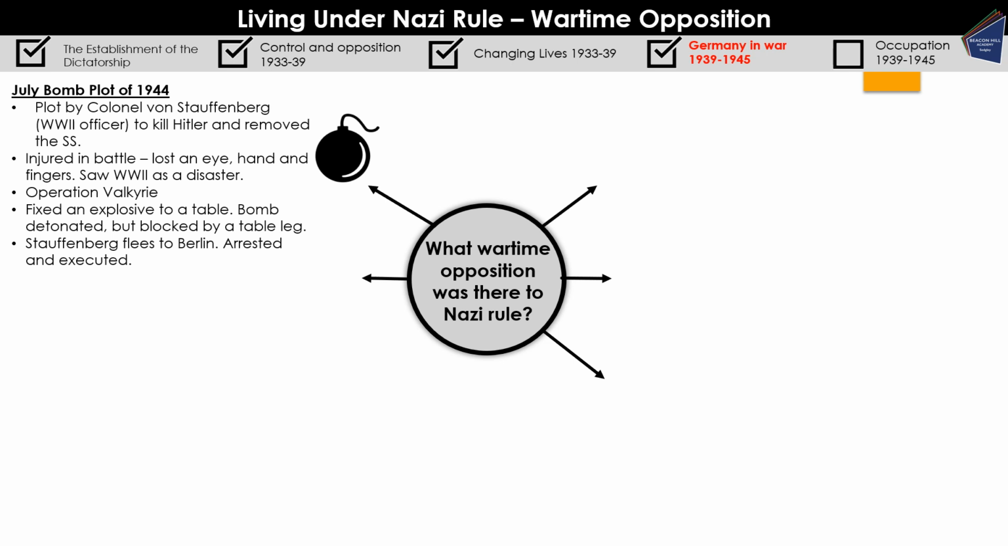However, it really indicates the fact that Hitler was losing control of his army generals towards the end of World War II, when the war was clearly going very badly.